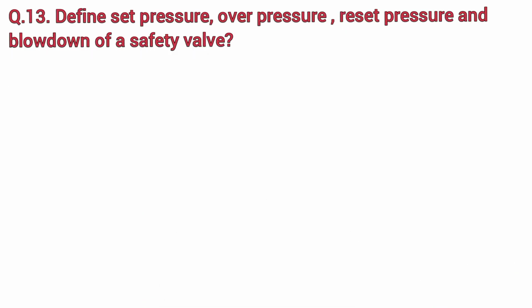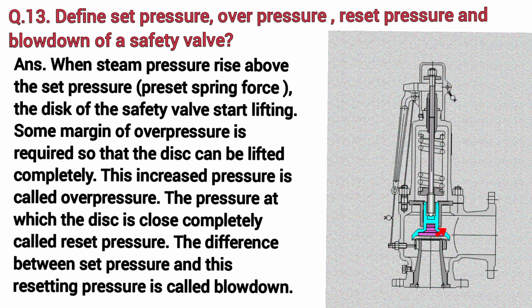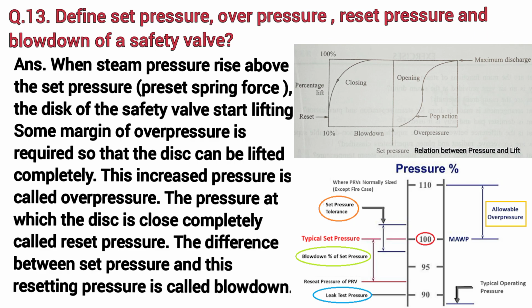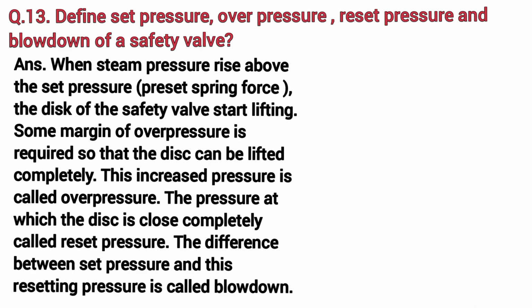Define set pressure, overpressure, reset pressure and blowdown of a safety valve. When steam pressure rises above the set pressure, it overcomes the spring force and the disc of the safety valve starts lifting. Some margin of overpressure is required so that the disc can be lifted completely. This increased pressure is called overpressure. The pressure at which the disc is closed completely is called reset pressure. The difference between set pressure and this reset pressure is called blowdown.